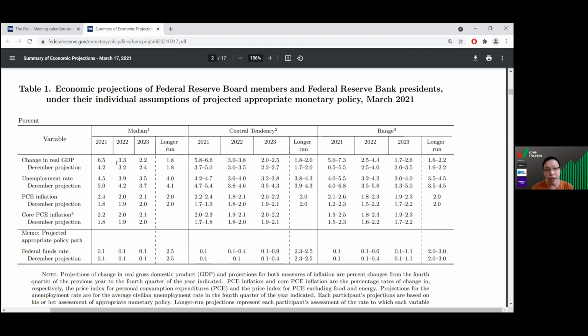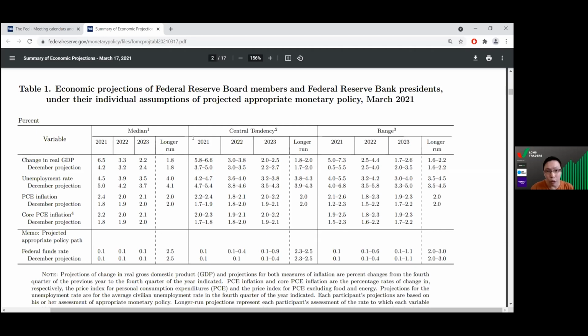Now, if they actually revise the GDP and the inflation value upwards, this is actually a sign of hawkishness, all right? While if they actually revise downwards the unemployment rate, this also means it's more hawkish. Now, if they actually revise the GDP and the inflation downwards and the unemployment rate upwards, then that is more dovish, all right? Now, this will actually impact the US dollar, okay? Now, this is the first thing that we should look for in the projection material.